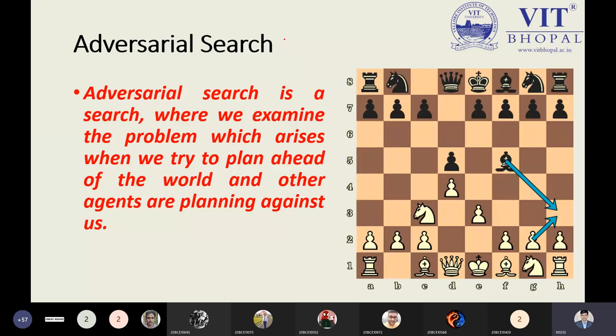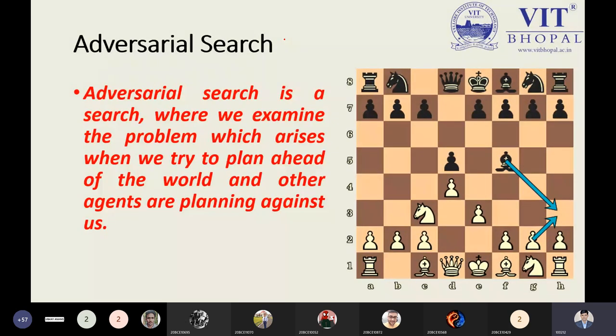So the adversarial search term is coming from this point. The agent is planning to play the game against the opponent with the help of various mechanisms, and that comes under the searching mechanism known as adversarial search. So these are simple terms we have to keep in mind. The role of adversarial search is more important while playing the game. And that part we will see in the next-to-next class, what is meant by game playing and what is meant by knowledge representation.